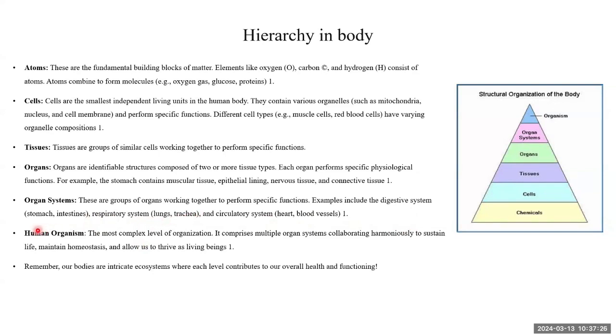So stomach is a different organ, intestine is a different organ, but they are working together, so we are calling it a digestive system. Then there is the circulatory system. It contains the heart and blood vessels. Then if these different organ systems combine, they form a whole human being.